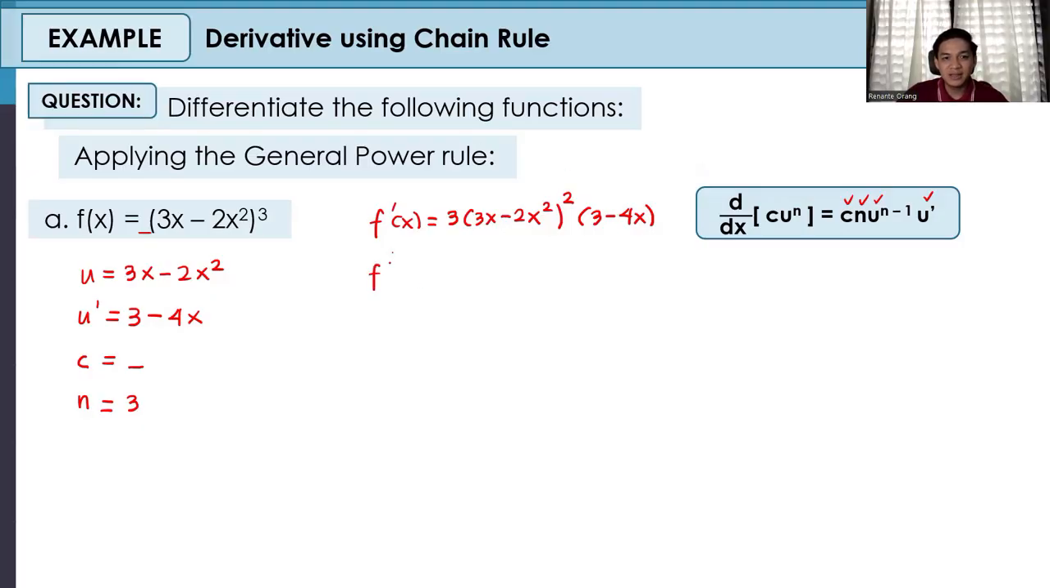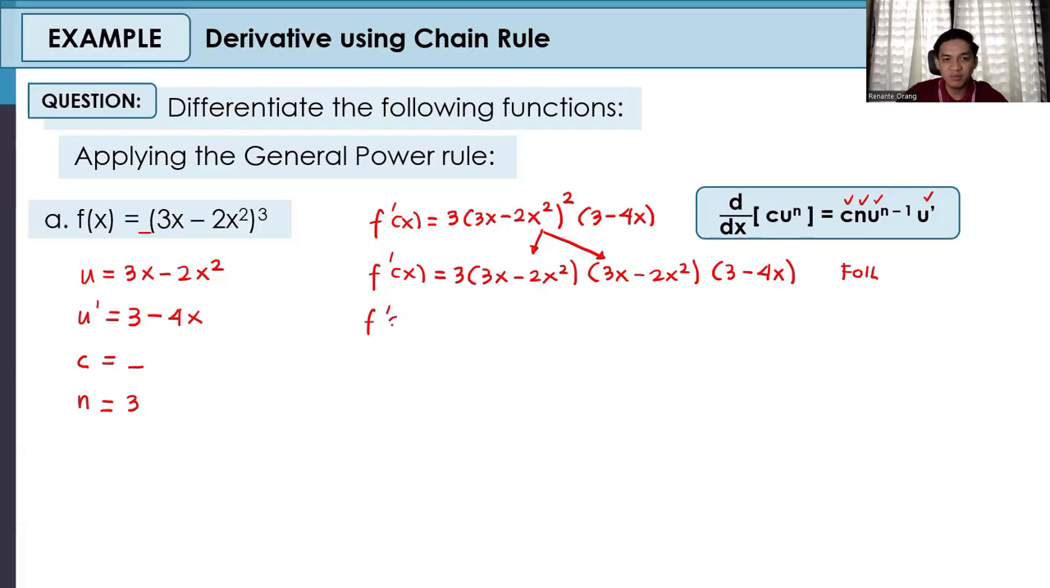So, ang gagawin lang natin dito, class, is to expand. That is equivalent to, unahin natin itong nasa loob. That is 3 multiplied by 3x minus 2x squared multiplied by 3x minus 2x squared multiplied by 3 minus 4x. So, as you can see, ginawa ko lang siyang dalawa kasi squared tayo. Next, we will be using FOIL method para ma-expand natin itong nasa loob.